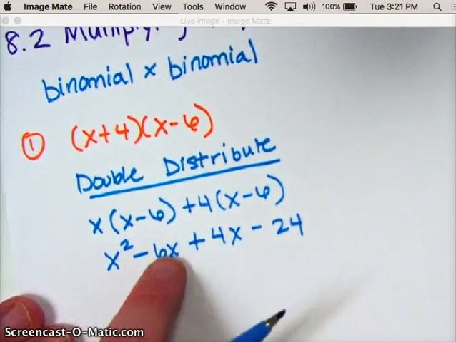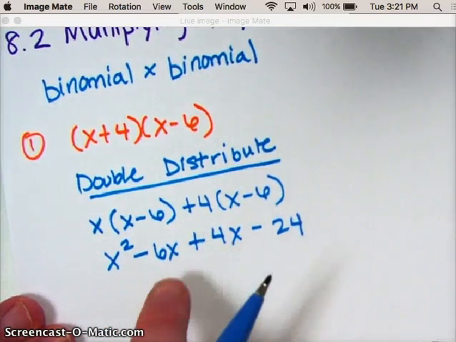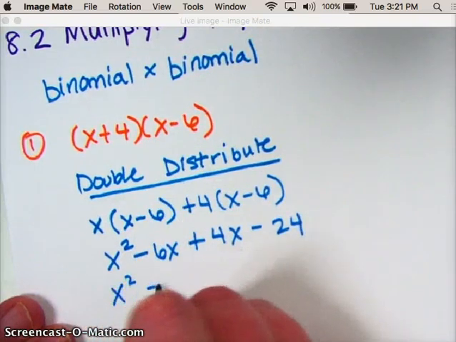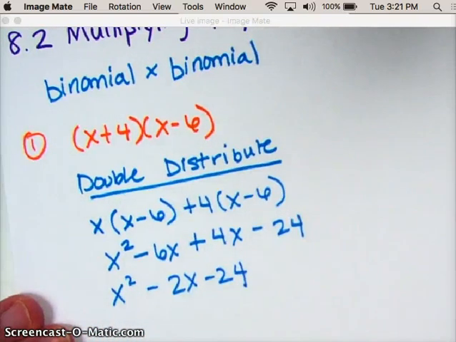From here we can combine like terms. Negative 6x and positive 4x are like terms because they're both x to the first power. So x squared minus 2x minus 24. Okay, this would be our final answer.